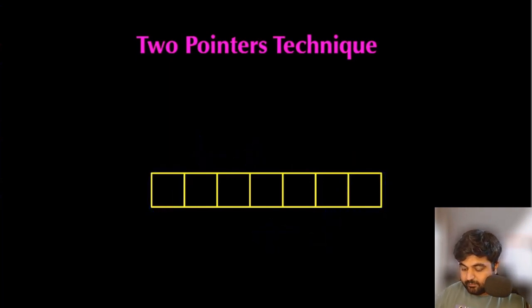Now the traversing ends when the starting and ending pointers are about to cross each other. When that happens, then we can conclude that now the traversal of the array is done, and whatever the answer we have calculated, we can return that as the answer. So this is one way to use two pointers.